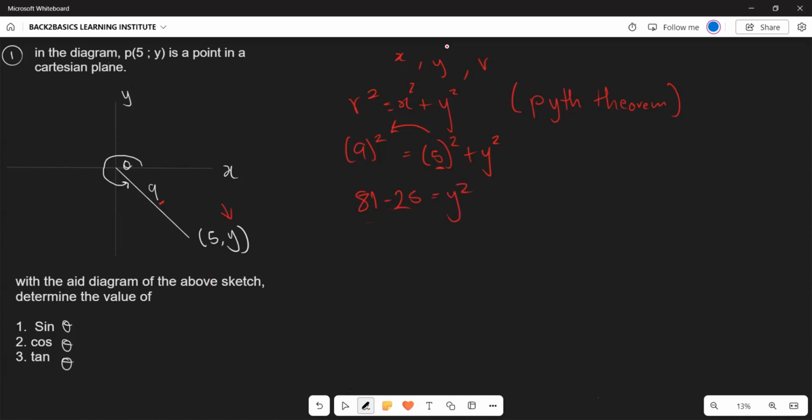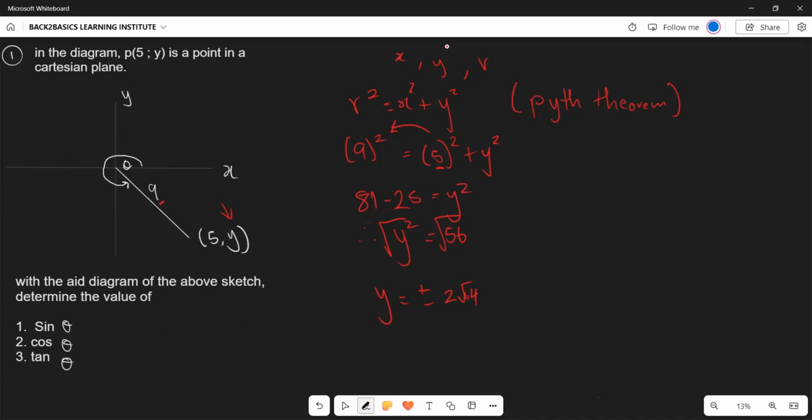So therefore, you can swap this. It is the same as y squared equals 81 subtract 25. What are you going to get? You are going to get 56. So your y squared is 56. Because you are not looking for y squared but rather y, you look for the square root of both sides. So y is going to be plus or minus the root of 56, which is 2 root 14.